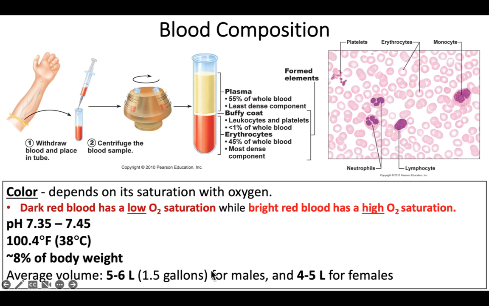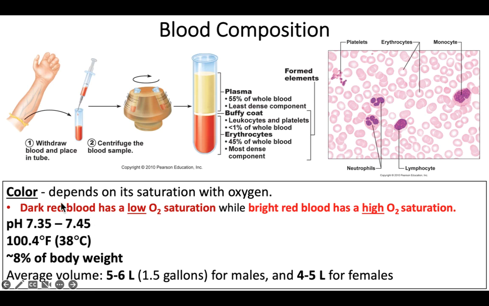So blood will change a little bit. The blood you see, for example, if you have a cut and you're bleeding, is going to be bright red because it takes up a lot of oxygen when it exits the bloodstream. So color varies a little bit based on oxygen.